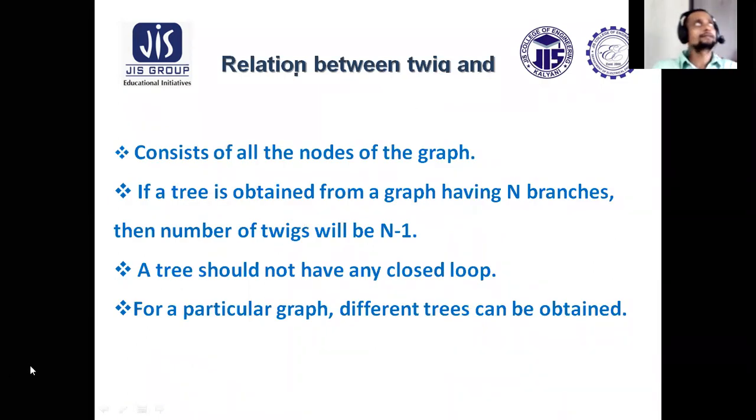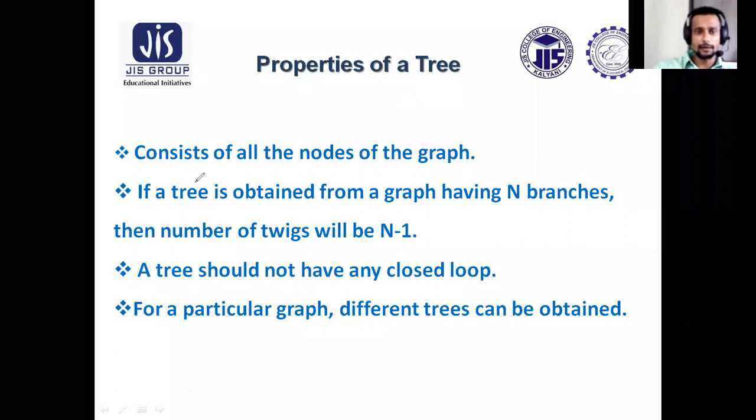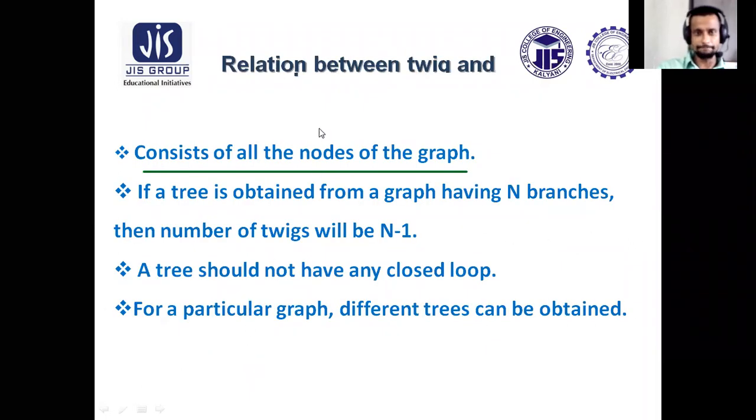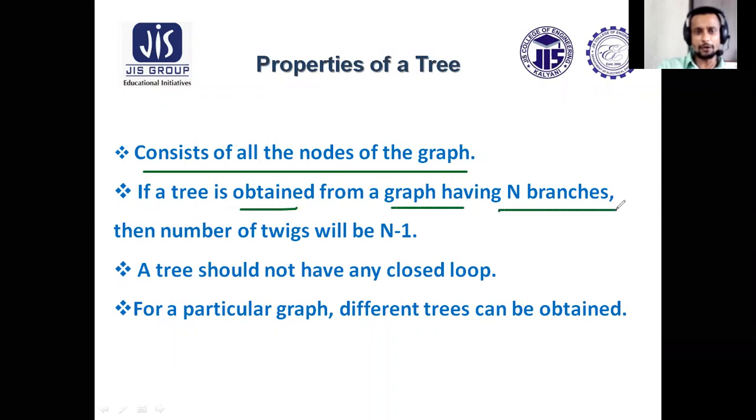Okay. Now let us discuss the properties of a tree. These properties are very important. A tree should consist of all the nodes of a graph. As we mentioned, this tree has all the 4 nodes of the graph. So a tree should have all the nodes of a graph. If a tree is obtained from a graph having n nodes, the number of twigs will be n minus 1.